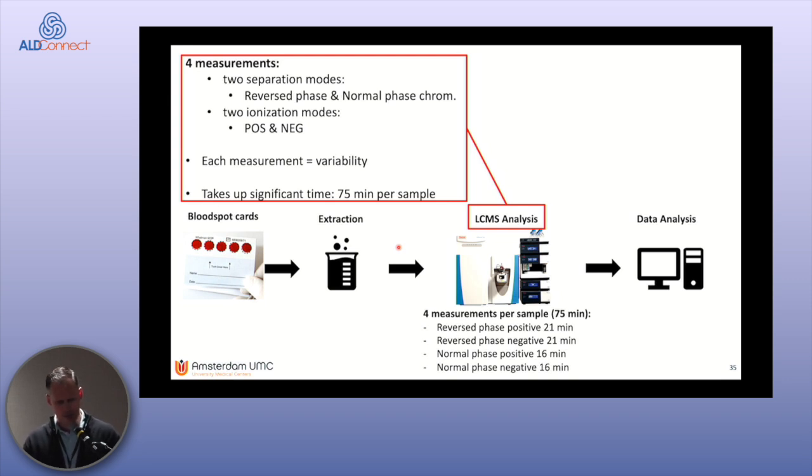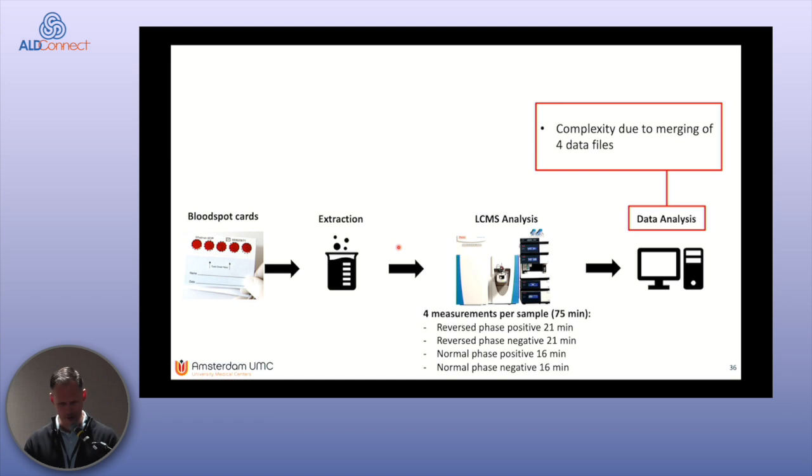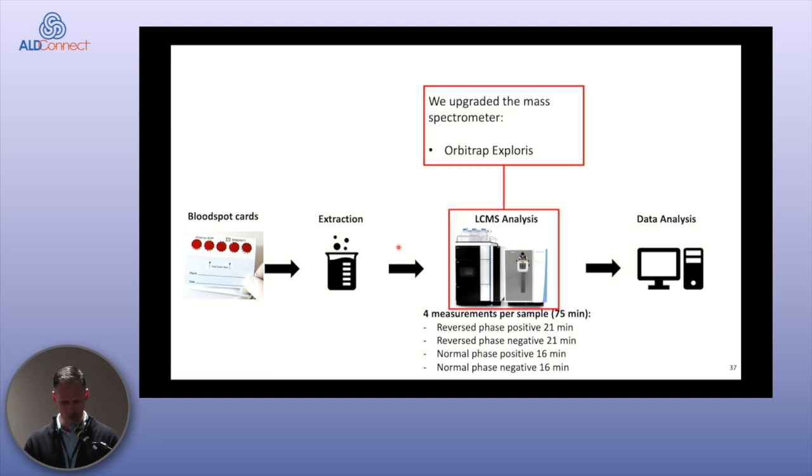So the LCMS analysis we used is also relatively complex. We use 4 measurements using 2 chemical separation modes and 2 ionization modes. So 4 measurements in total, and each measurement is a source of variability. And it also takes a long time, around 75 minutes per sample. And because we have 4 data files, the data analysis is also relatively complex because these data files need to be merged.